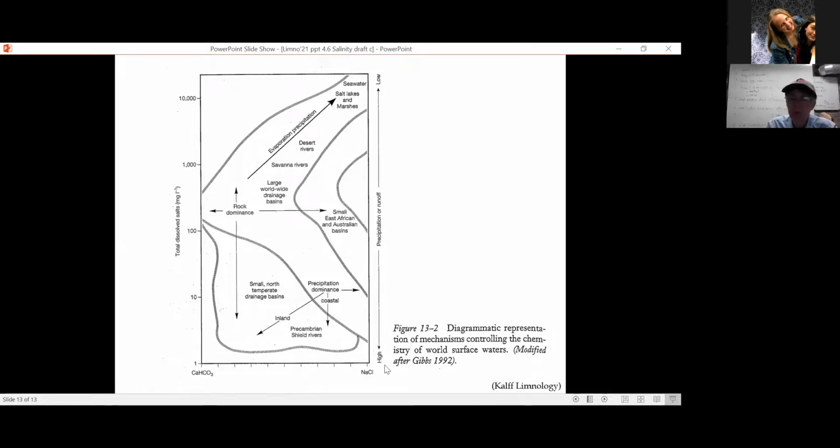So the saltiness is the vertical axis. And then the left to right axis is the composition of the salinity. On the left, we have calcium bicarbonate, which dominates freshwater down here. Over here is sodium chloride. So you see this great big diagonal pattern in this chart. Very low salinity lakes are typically dominated by calcium and bicarbonate.